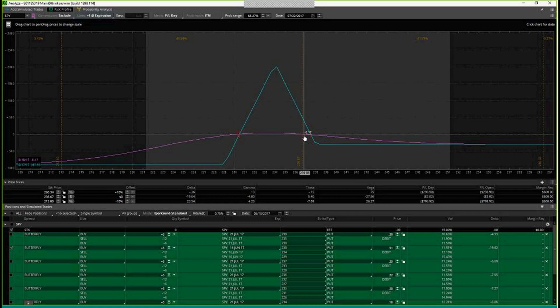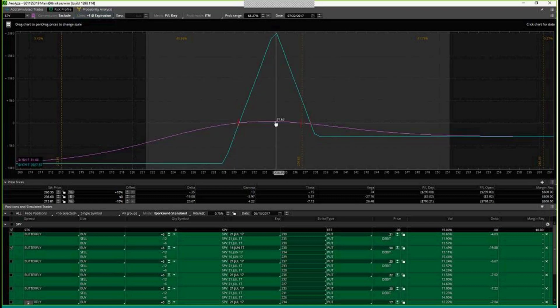When you have that level of a jump in volatility, implied volatility, what happens is that your T plus zero line over here is overstated. It will tell you that you'll make more money than you actually will.